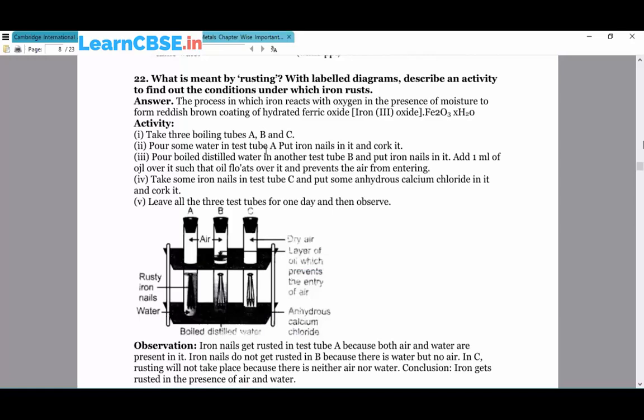Activity. Take three boiling tubes A, B and C. Pour some water in the test tube A, put iron nails in it and cork it. Pour boiled distilled water in another test tube B and put iron nails in it. Add 1 ml of the oil over it such that the oil floats over it and prevents the air from entering. Take some iron nails in the test tube C and put some anhydrous calcium chloride in it and cork it. Leave all the test tubes for 1 day and then observe.